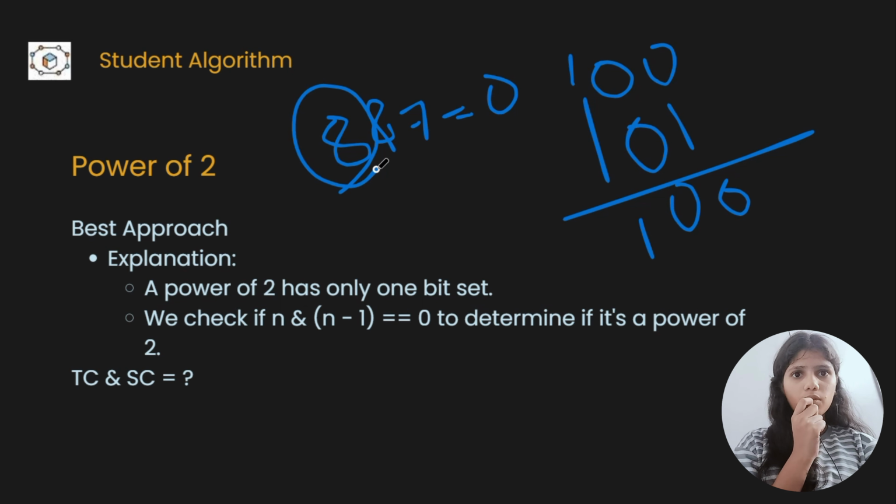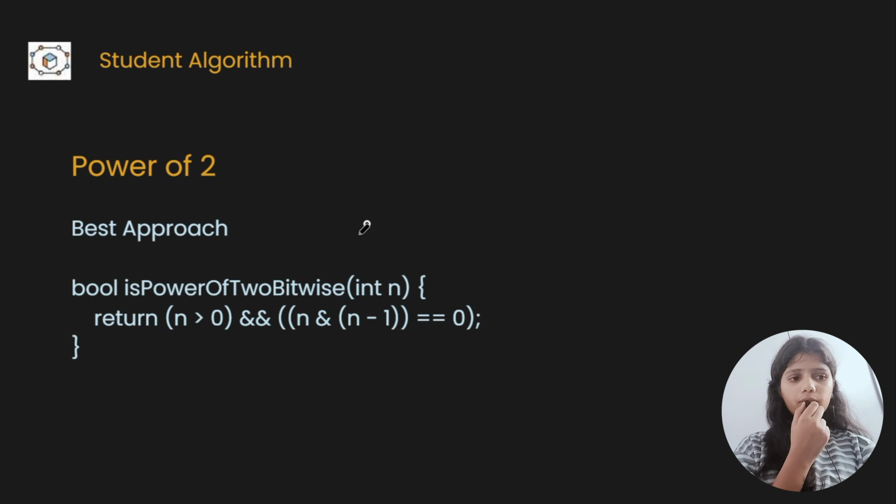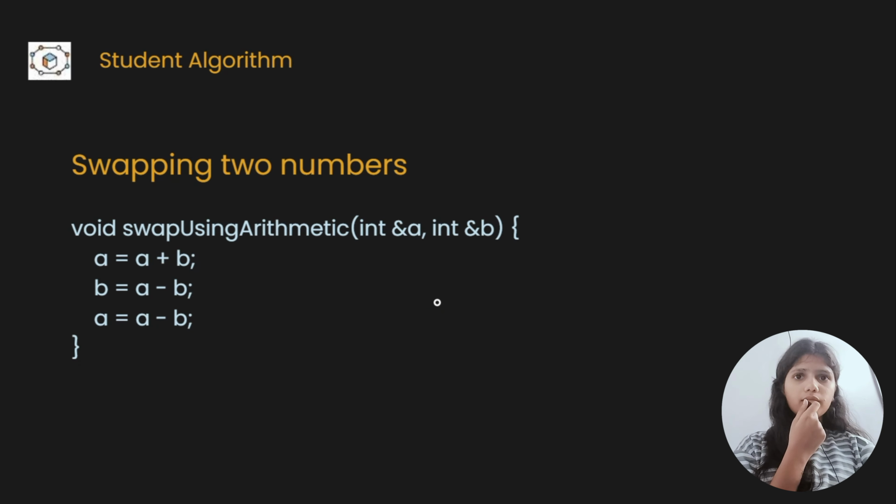Try to code it once. It's simple. You need to take input. I'll be showing you. You need to take input and check or return if n is greater than 0 and n AND n minus 1 is equal to 0, then that will be a power of 2, right?